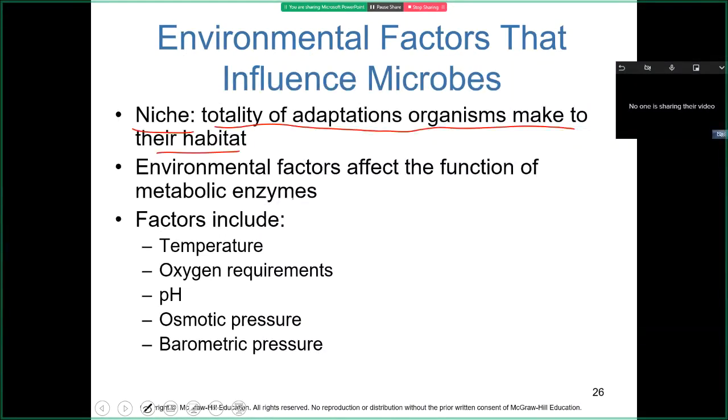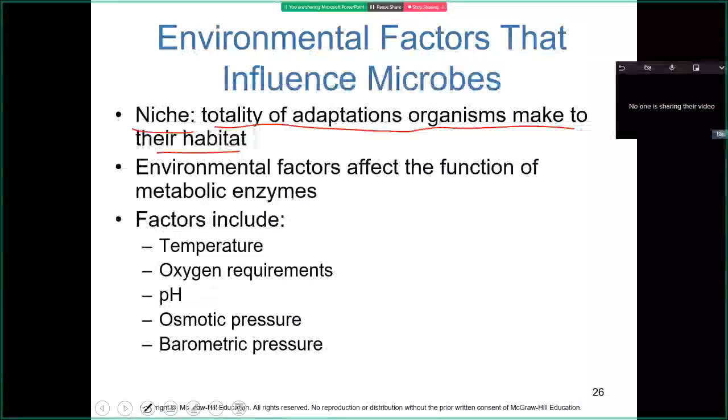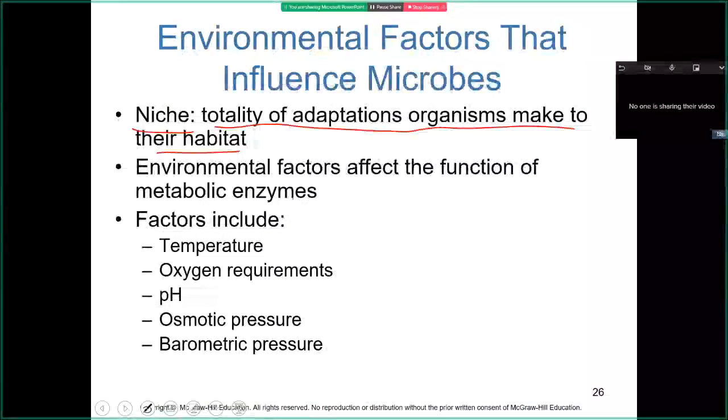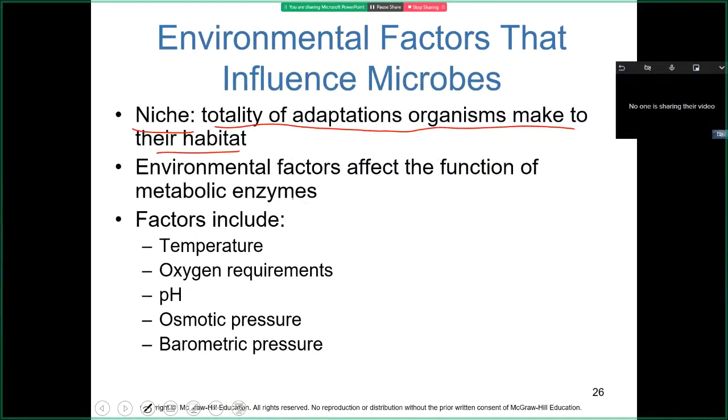Now, usually when people study the niches of organisms, they focus on the things that just really stand out, the things that are really obviously important to the organism, and leave it at that. But basically, anything in the environment that an organism has to respond to could be considered a component of its niche.